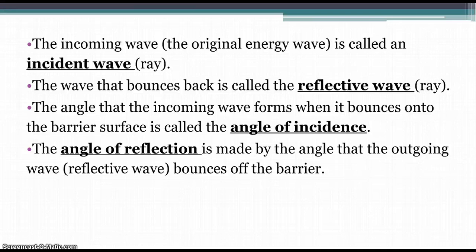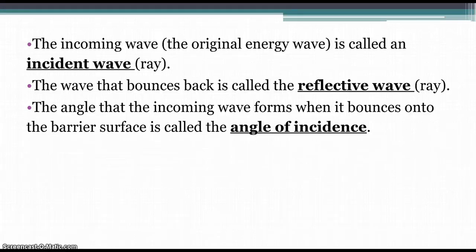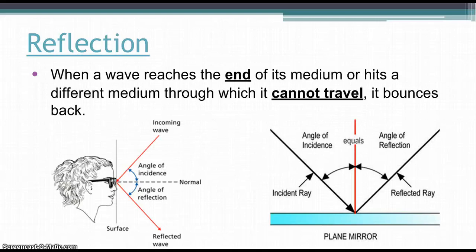Now, the next thing that you need to know is the angle of reflection. The angle of reflection is located directly between the normal line and the angle of the wave of reflection. So right here between the normal and the reflected wave is called the angle of reflection.